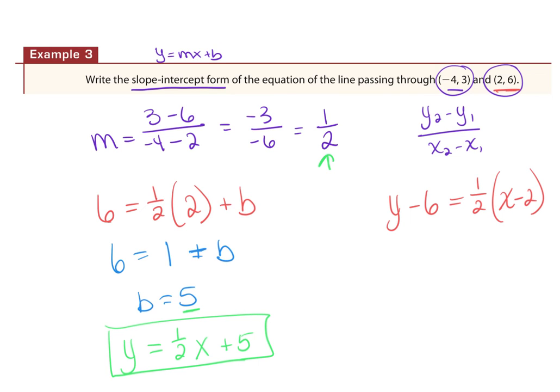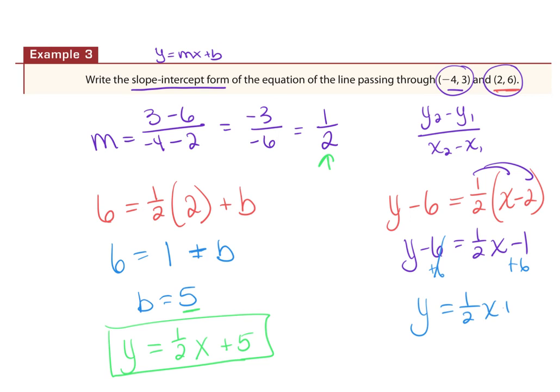If I choose to solve it the other way, that's fine. You have to distribute. Y minus 6 equals 1/2 x minus 1. Add your 6 over. Y equals 1/2 x plus 5. You'll see this was in the form that I needed once I solved, right? I didn't have to go back and plug anything in. But either way, I got the same answer. I had to solve for slope first, and then I needed to use one of those methods with one of my points and my slope to solve for my slope-intercept form.